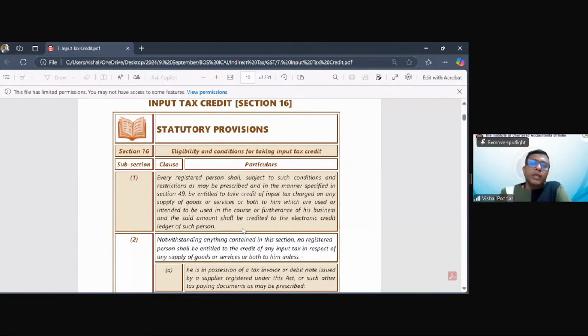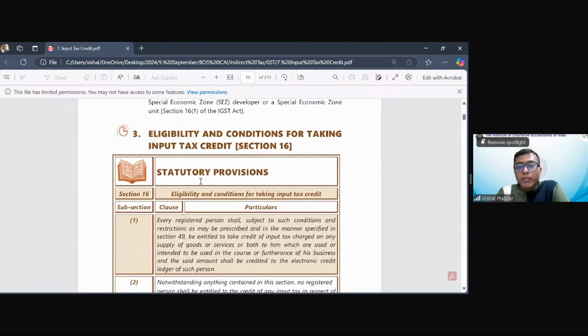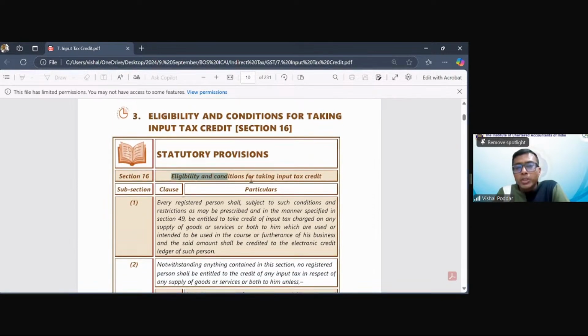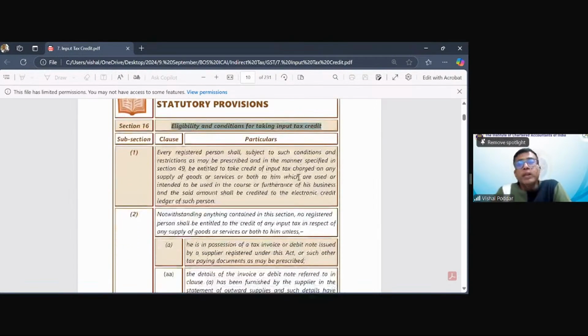So now when we study these sections, we study them along with the rules. Now what is section 16 dealing with? The heading says it is eligibility for taking the input tax credit. So when will you get this credit or benefit? When you satisfy the eligibility and conditions.